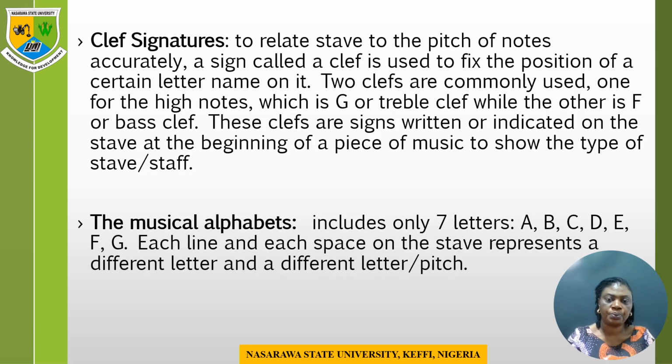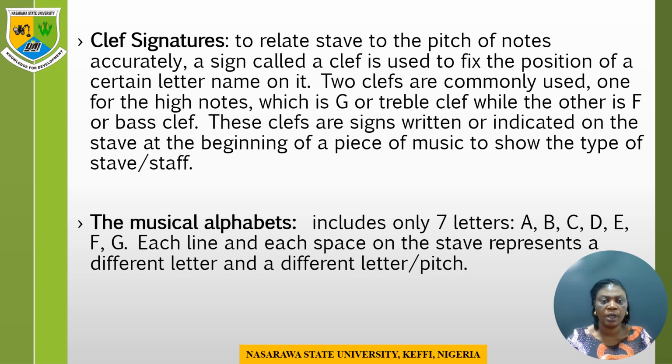Clef signature. To relate stave to the pitch of notes accurately, a sign called a clef is used to fix the position of a certain letter name on it. 2 clefs are commonly used, one for the high note, which is the G or treble clef, while the other is the F or bass clef. These clefs are signs written on the stave at the beginning of a piece of music to show the type of stave or staff.